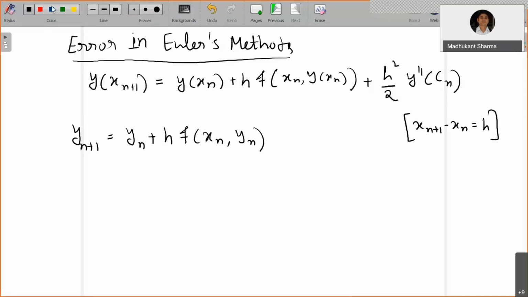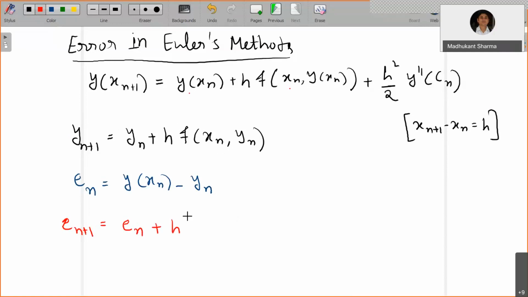Now, if you define the error at the nth step as the exact value minus the approximate value, then we can have the following. So e_{n+1} is y at x_{n+1} minus y_{n+1}, that you can have here. Okay, and then this is y at x_n minus y_n, that is going to be e_n plus h times f of x_n comma y(x_n) minus h times f of x_n comma y_n.